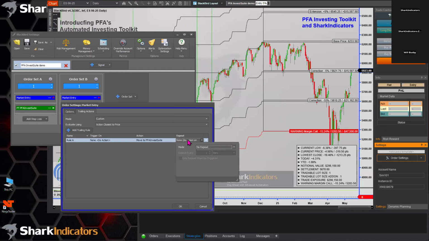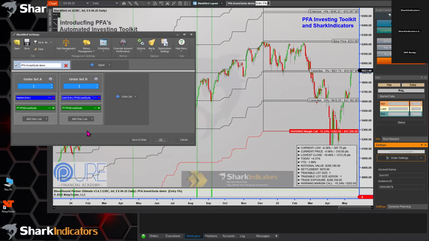And we want this trailing roll here to repeat indefinitely. So there we go, turn the repeat on. All right, so now this entry order will follow the negative 10% plot as it moves up with the market. And that's it.